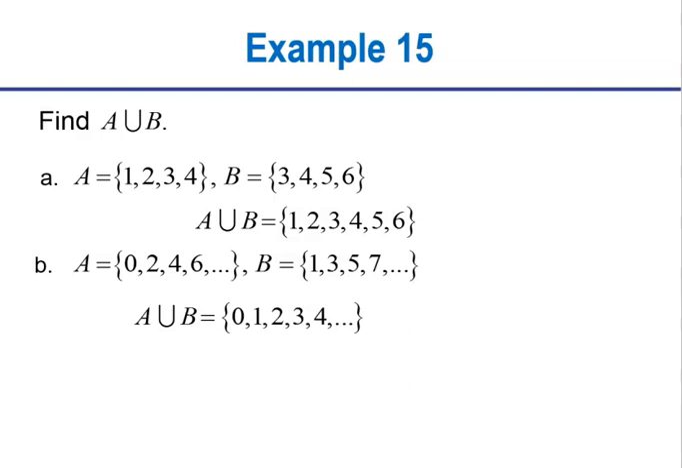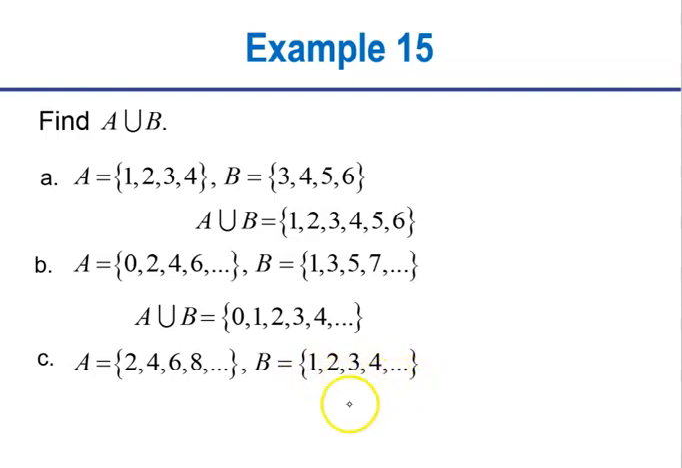Ready for another example? Here we go. So this time A is 2, 4, 6, 8. B is 1, 2, 3, 4. Again, B is the natural numbers, it appears to be. A is the even numbers. You could say that has to be the natural numbers because 0 is not included.